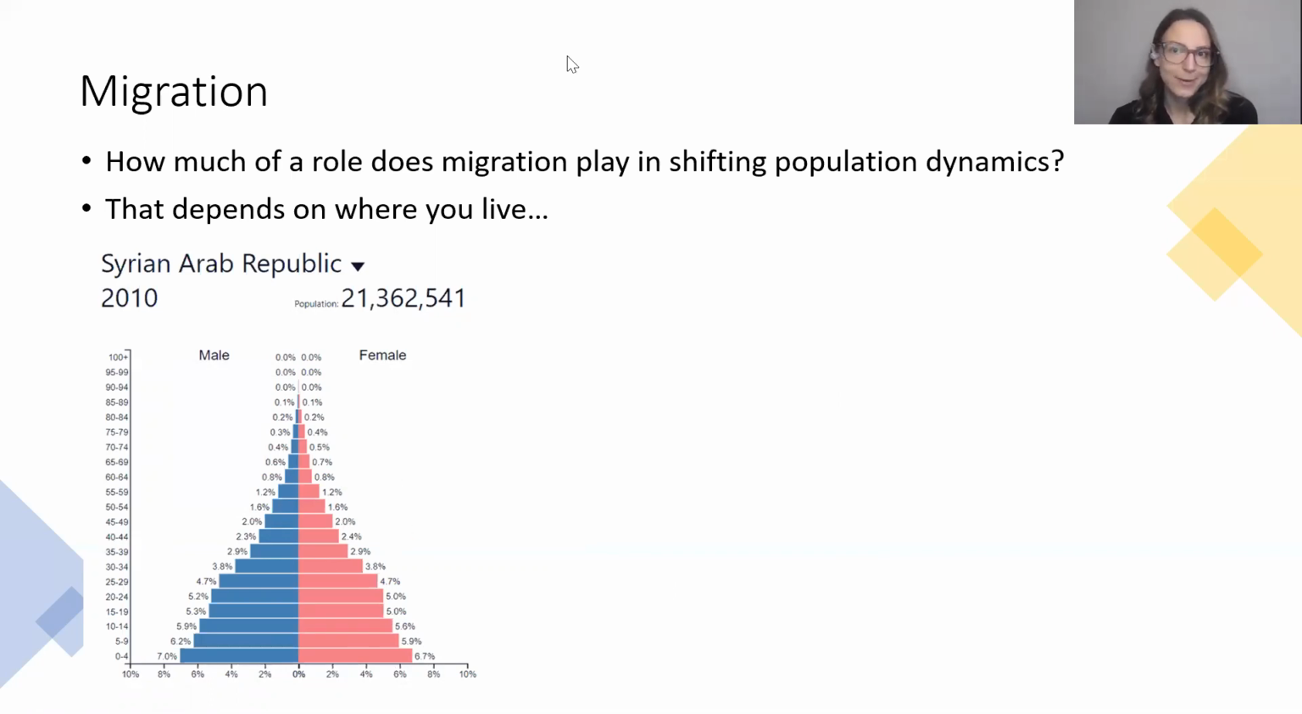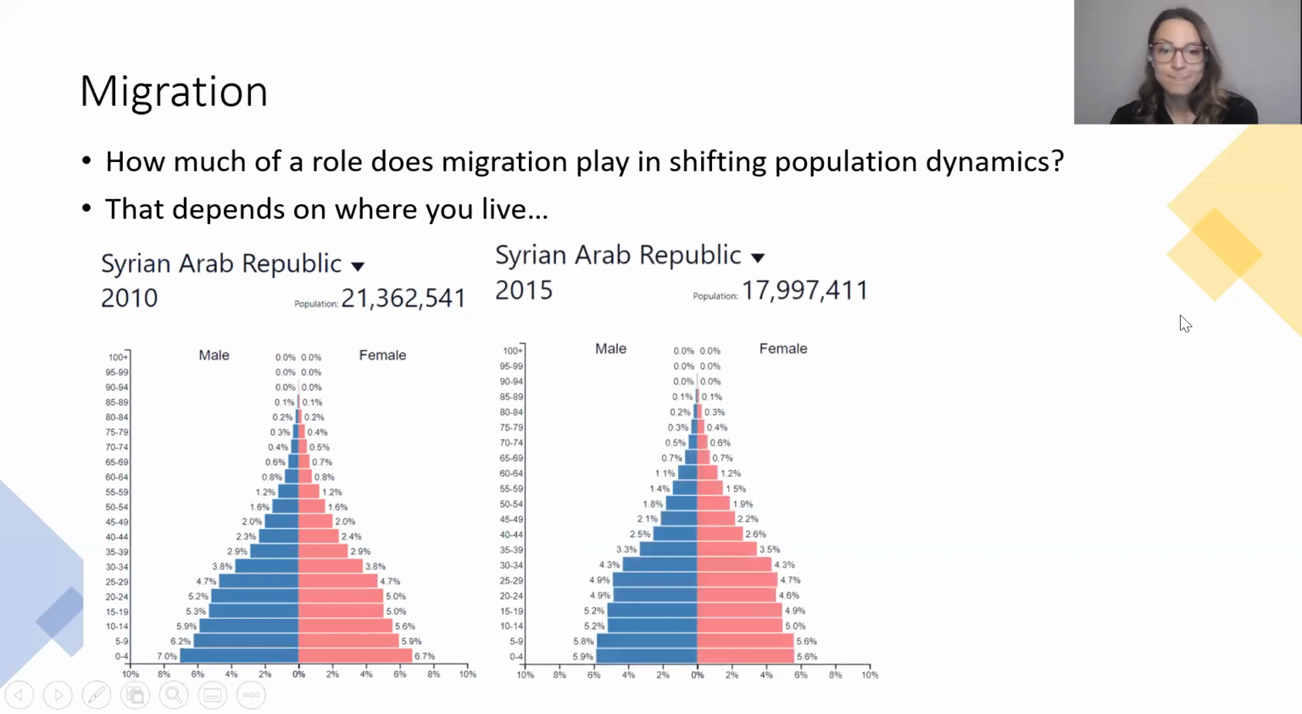Now, what happened in Syria after that? Does anyone want to remind us? War, yes. So civil war broke out in 2011. So let's take a look at what impacts that had on the population there. Interesting. So suddenly we see the base of the pyramid here, quite a bit smaller than it was, right? Fertility rates dropped, less babies were being born.